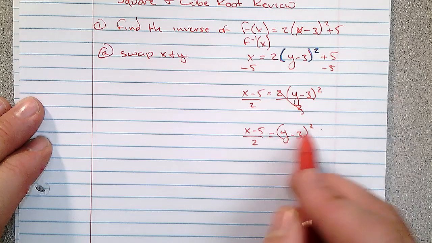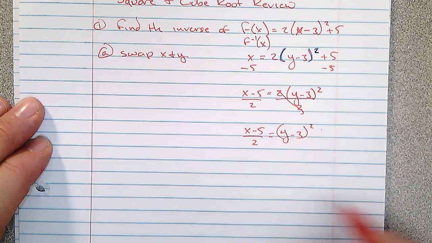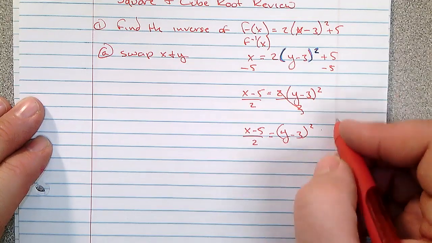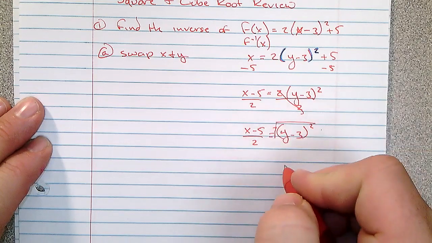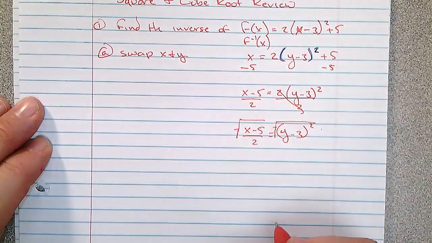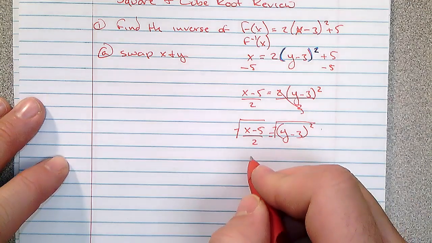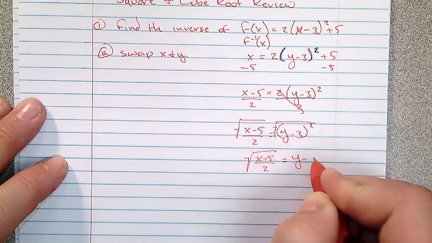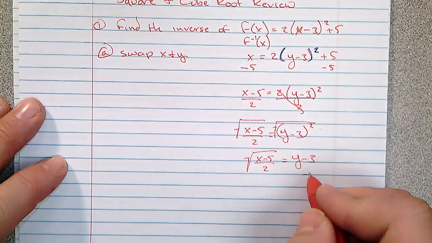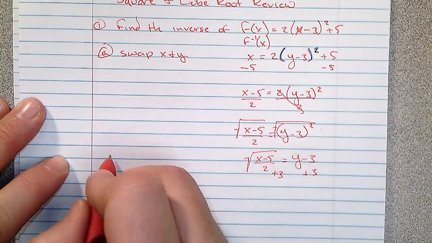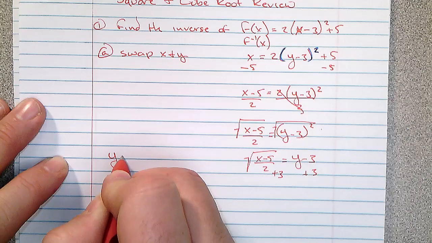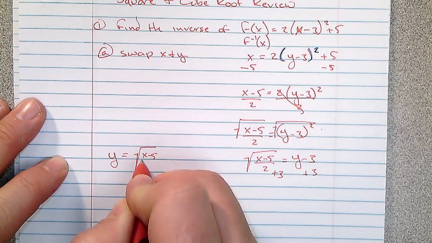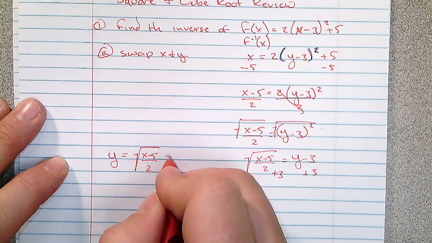Now that we have our exponential expression here isolated, we can get rid of this squared. And remember, we get rid of a square by taking the square root. So what we do to one side, we must do to the other side. And this gives us the square root of (x minus 5) over 2 equals y minus 3. And so our last step is simply to add 3 to both sides, and we end up with y is equal to the square root of (x minus 5) over 2, plus 3.